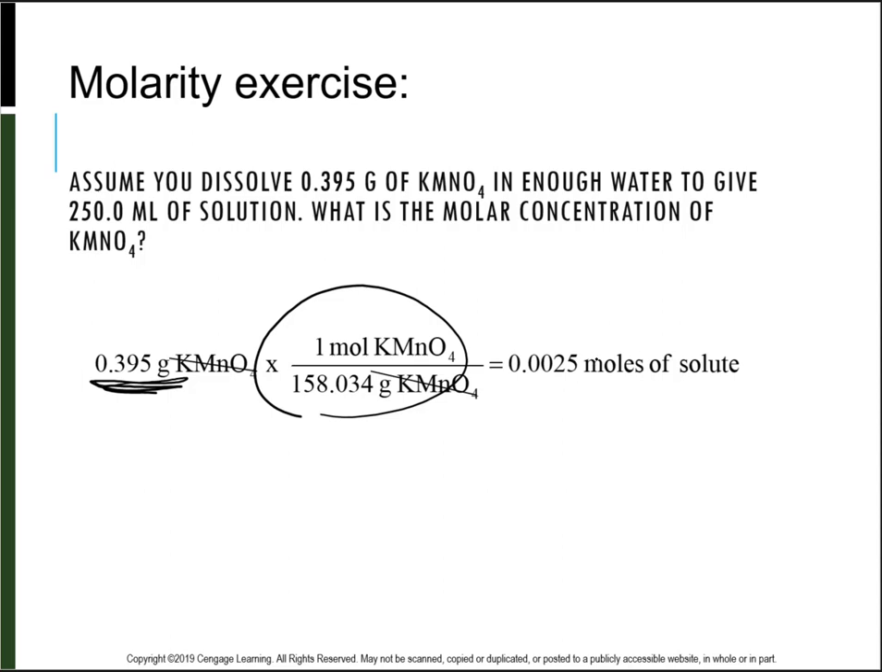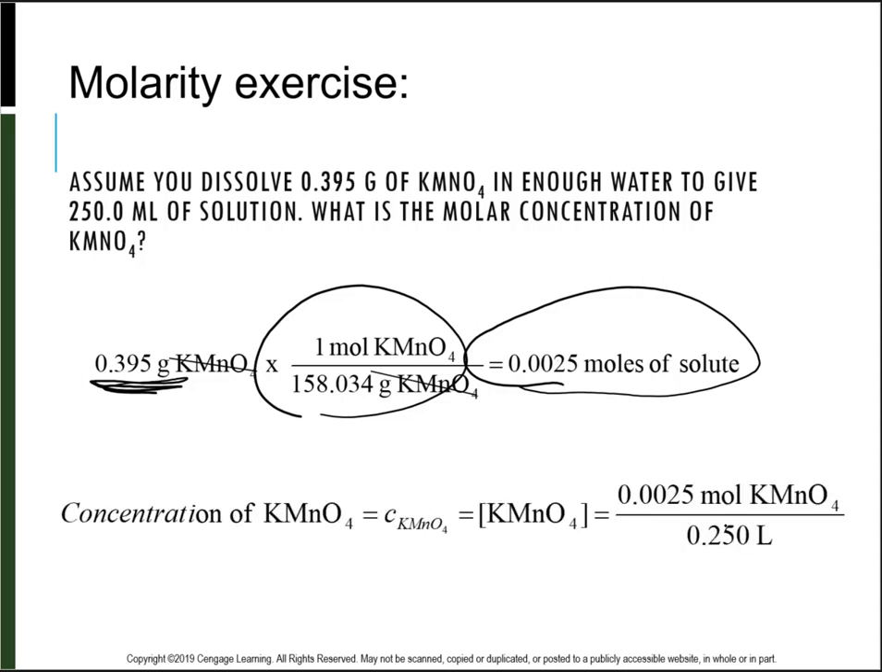I should have gone to another significant figure here. And then once I have moles, I'm going to divide it by liters. So 250 milliliters is 0.250 liters. And again, it can be denoted in brackets. Sometimes it's also written like this, the C, the concentration of KMnO4.